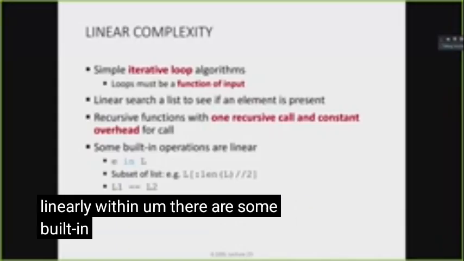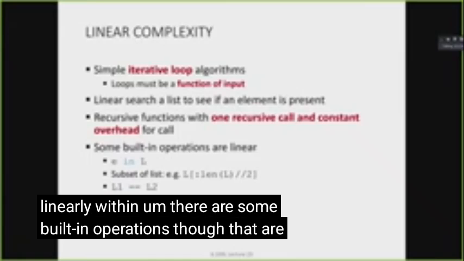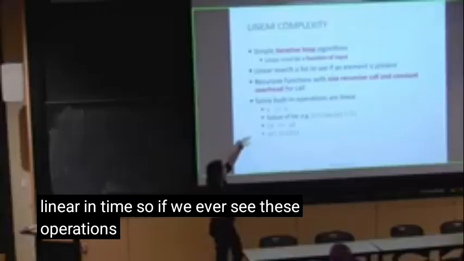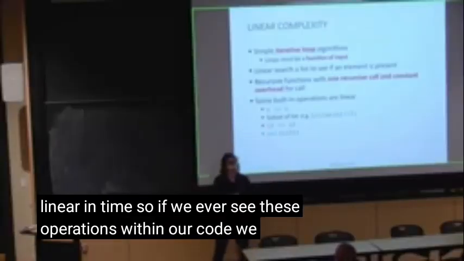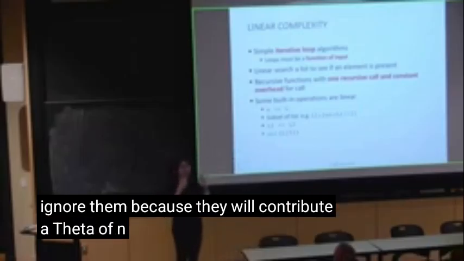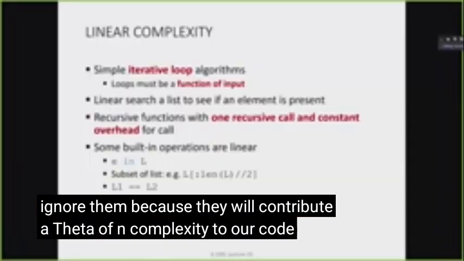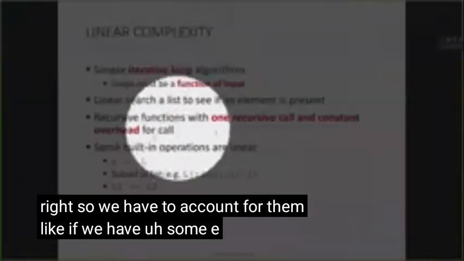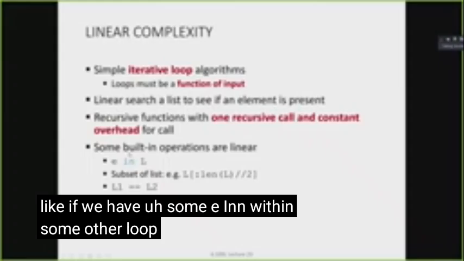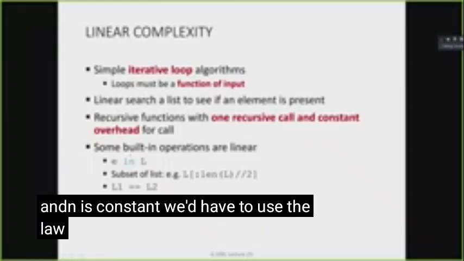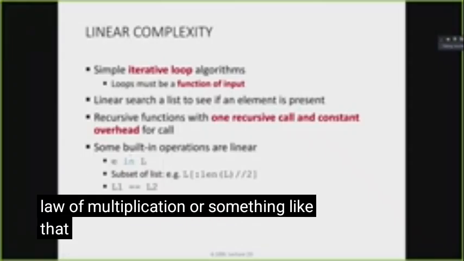There are some built-in operations, though, that are linear in time. So if we ever see these operations within our code, we can't ignore them, because they will contribute a theta of n complexity to our code. So we have to account for them. Like if we have some e in n within some other loop, we can't just say this e in n is constant. We'd have to use the law of multiplication or something like that to account for it.